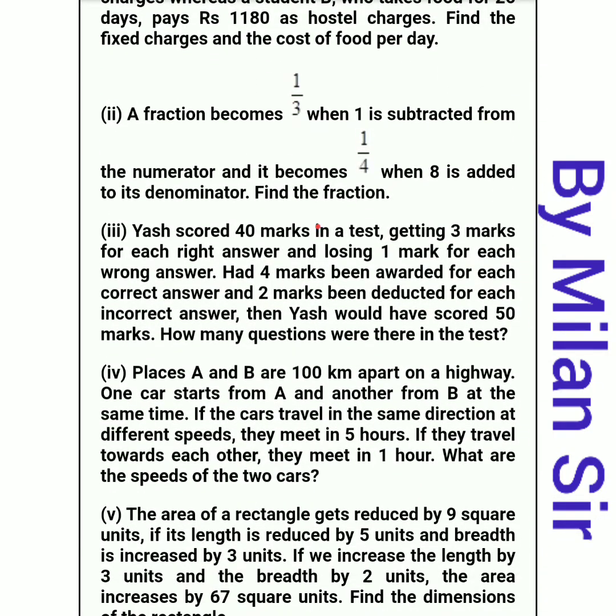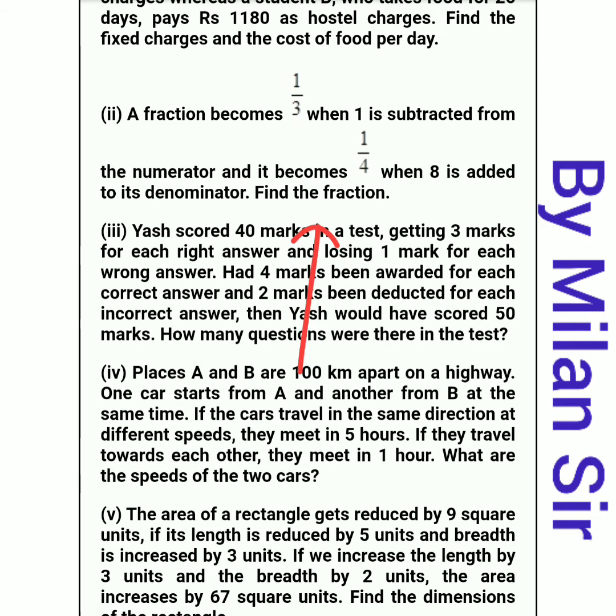First of all, read the question. A fraction becomes 1 by 3 when 1 is subtracted from the numerator and it becomes 1 by 4 when 8 is added to its denominator. Find the fraction. We already solved this type of question, right?